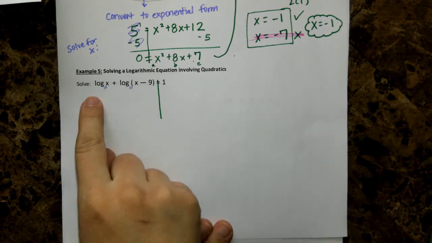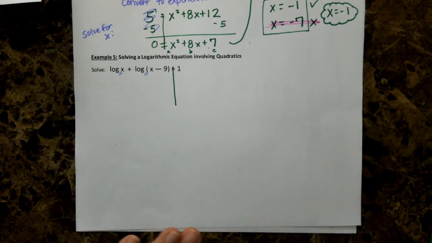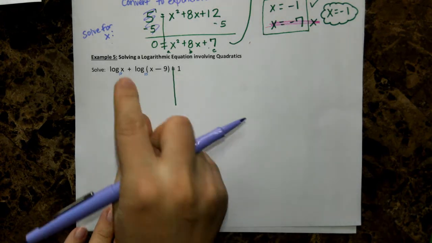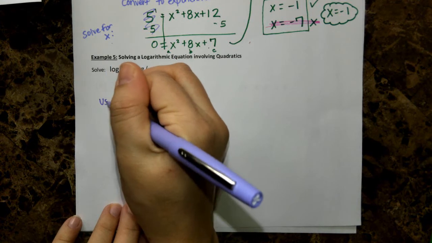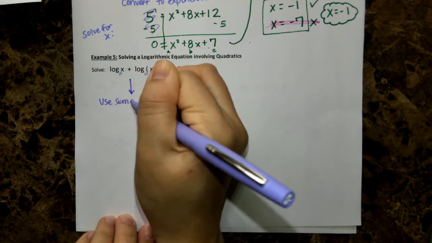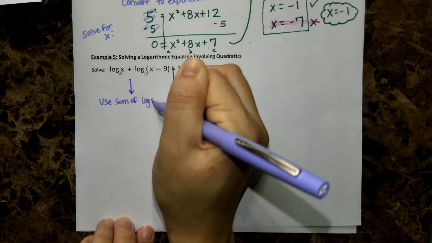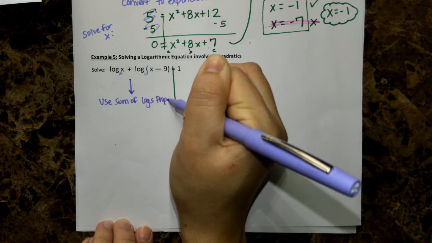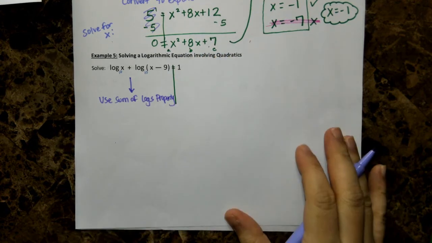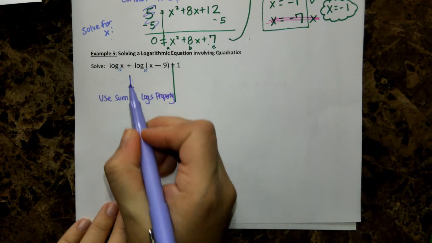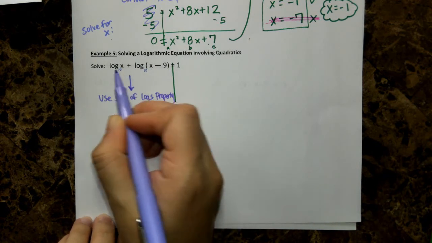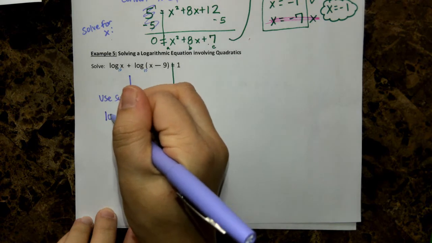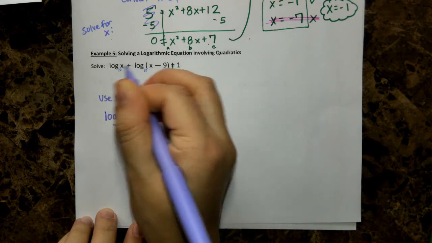However, you have 2 logarithms that are being added together, and they have the same base. You can use the sum of logs property, which we covered last chapter. So if you're not sure why I'm doing this, refer to the last video's notes. What it says is that if you have 2 logarithms that are being added together, and they have the same base, which they do, you can combine them into a single log by multiplying the insides of the logarithms.